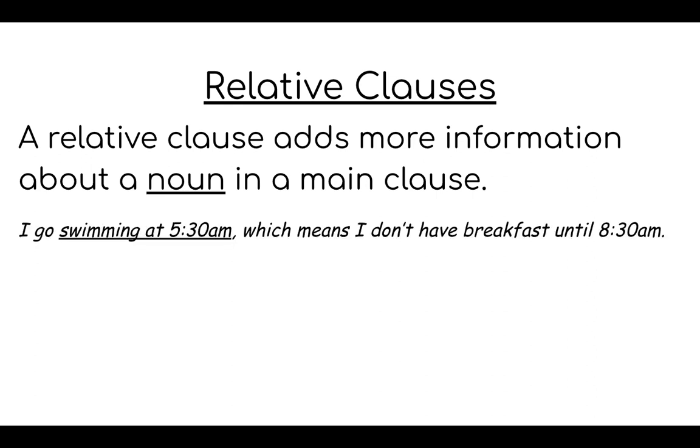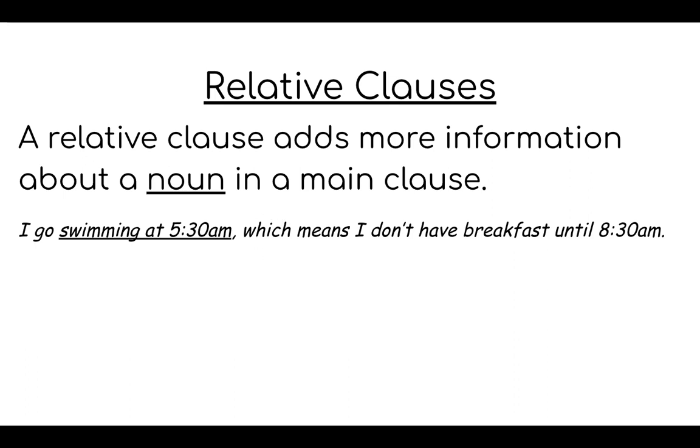For example, I go swimming at 5:30 a.m. On its own, that's a simple sentence. Swimming is the noun. At 5:30 a.m. is a prepositional phrase. So we can add, I go swimming at 5:30 a.m., which means I don't have breakfast until 8:30 a.m. So that second part, after which, is a subordinate clause, but it's a relative clause because it begins with a relative pronoun, the word which.